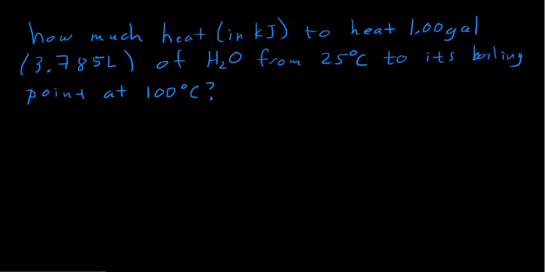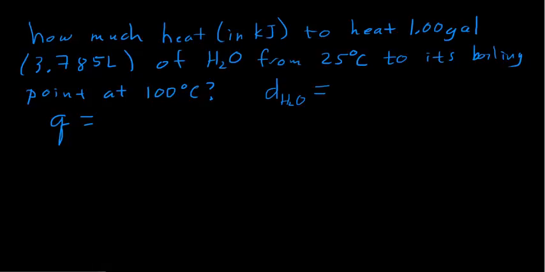In this question, we want to know how much heat in kilojoules is required to heat 1 gallon, which is the same as 3.785 liters, of water from 25 degrees Celsius up to its boiling point at 100 degrees Celsius. So we're going to use our equation for Q, and then we need to figure out, do we use specific heat capacity or do we use molar heat capacity? Well, in this problem we were given a volume of water, so we're going to somehow have to figure out how much water we have. So we need a couple of other pieces of information. We need to know the density of water.